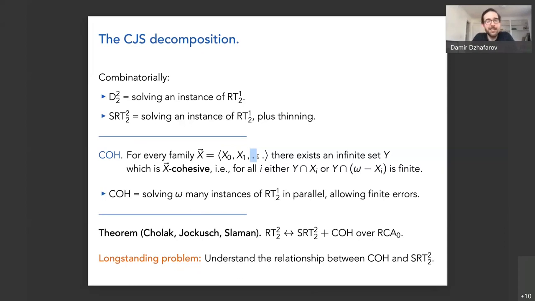And the way to think of that combinatorially, if you remove any kind of effectivity considerations, is that CO is really like solving countably many instances of Ramsey's theorem for singletons with two colors, so the pigeonhole principle. So you have infinitely many of them, but you allow finitely many errors in each one. You have an instance of RT12, the pigeonhole principle, into two. You're splitting omega, the natural numbers, into two halves. You want a homogeneous set.